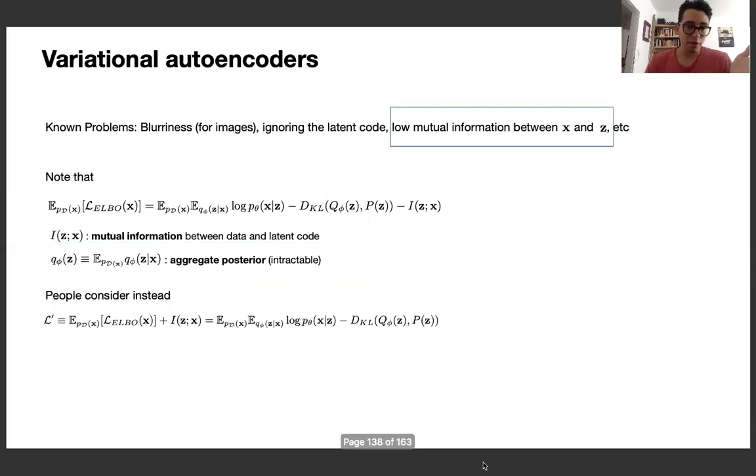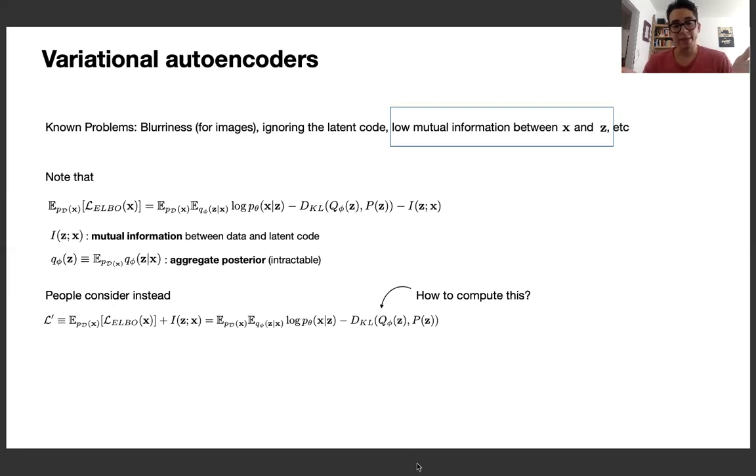But in any case, instead of the ELBO, people consider this, let's just call it loss prime, which is basically the ELBO plus the mutual information. They try to maximize this new quantity. If you consider this loss instead, you are not only maximizing the likelihood of the data, but also the mutual information between data and code. The problem here in practice is how to compute this specific Kullback-Leibler, since the density for this distribution is intractable.